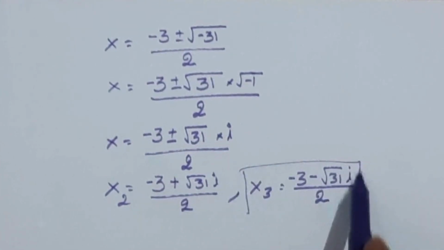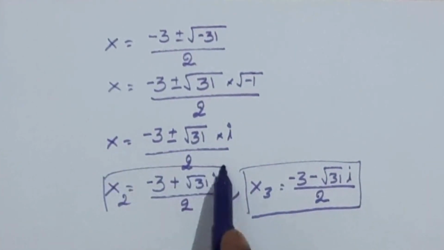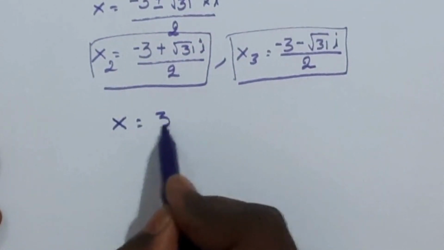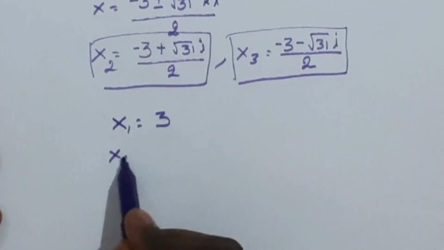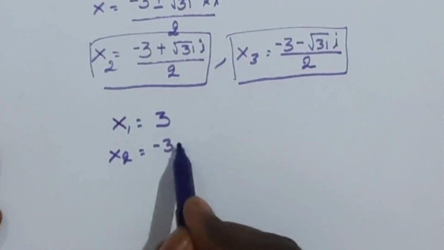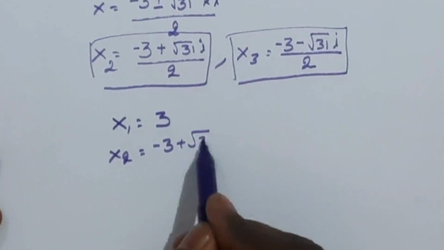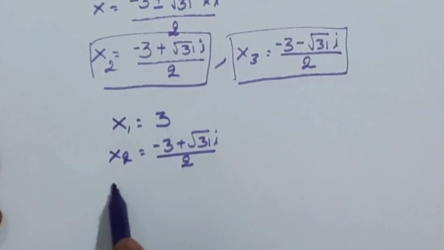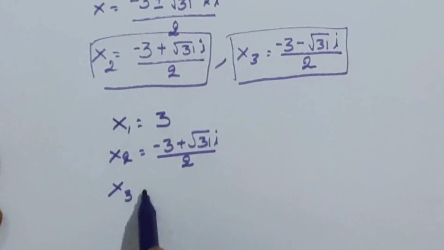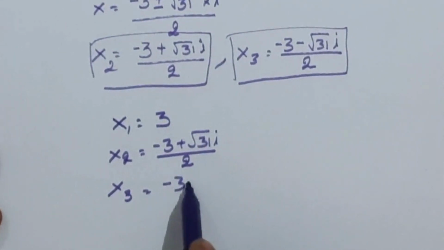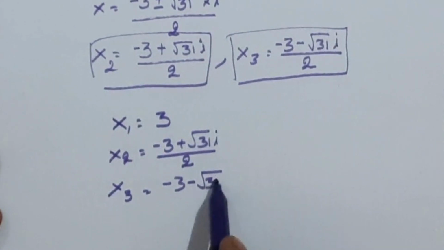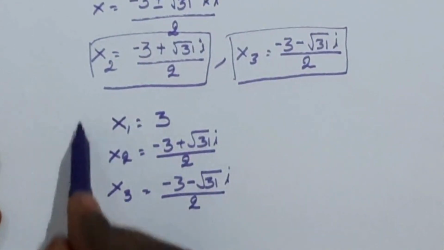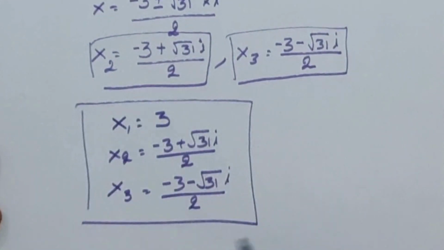These are the values. x1 = 3, x2 = (-3 + square root of 31 i) / 2, x3 = (-3 - square root of 31 i) / 2. These are the possible solutions of this equation.